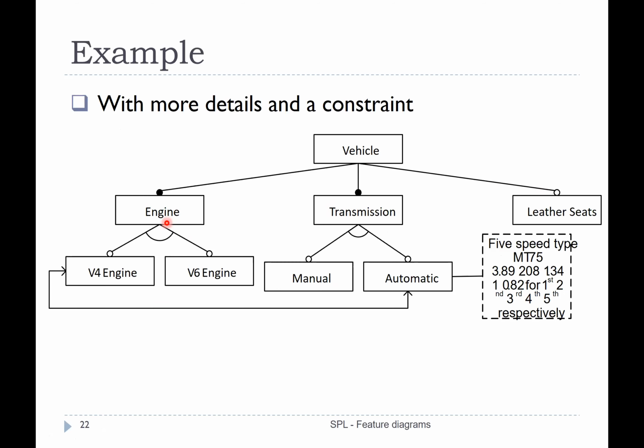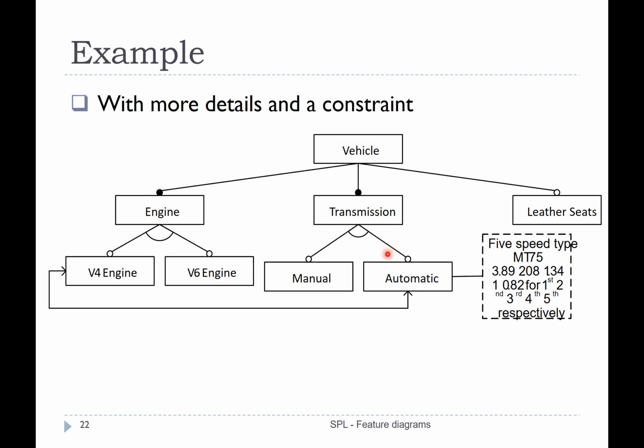Now with the engine, you can see the symbol means it's an exclusive or. It means we have to pick one, but only one. So I can have a V4 engine or a V6 engine. Obviously, we cannot have both engines at the same time. With transmission, it can be either manual or automatic. I'm sure nowadays there are cars that you can have both types of transmission, but that's really not the point of this exercise.